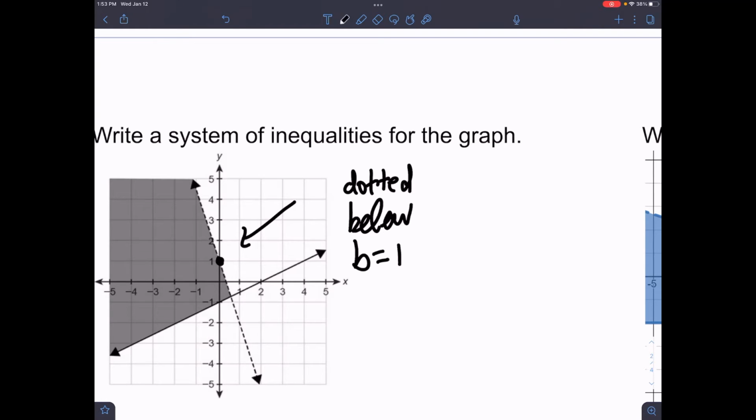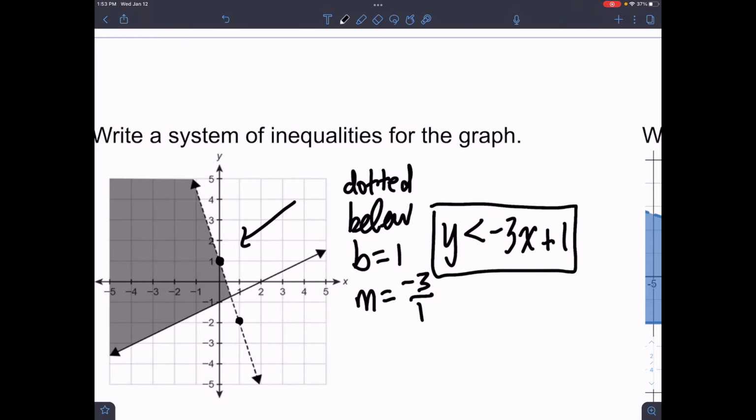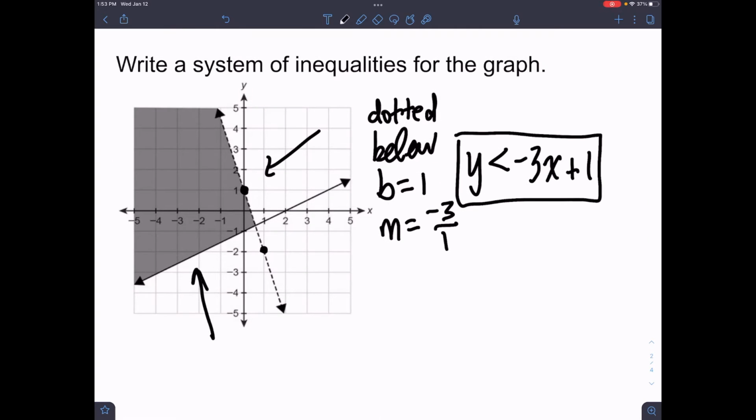And it looks like B is 1, and the slope is down 3/1. So mx plus b, y, and then I want to choose below, which is less than, and a dotted, which I'm going to keep like that. There's one equation. Okay.